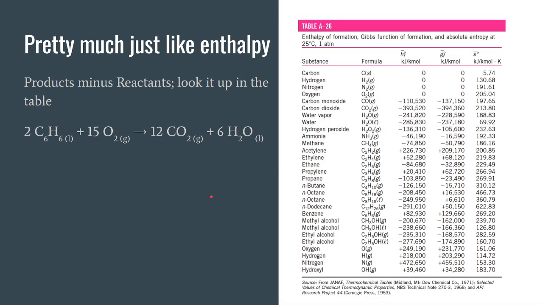All right. So calculating entropy for a reaction is almost exactly the same as calculating enthalpy. Products minus reactants. You take your products and you multiply the numbers out of a table like this by the coefficient. You add those together. Take your reactants, multiply by their coefficients, add them together. Then products minus reactants. Final minus initial.